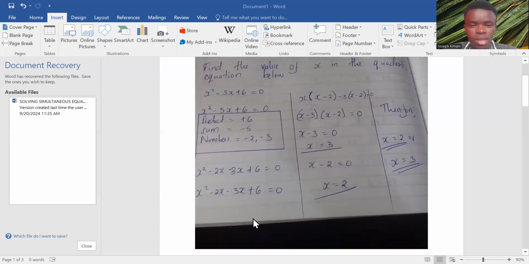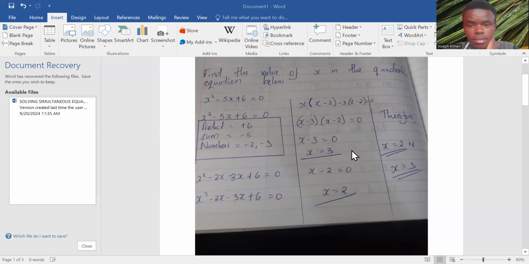Now, what do I do here? You see the second value was -5x. If you take -2x and -3x, it will give you -5x. What does that tell you? Whatever I did here, I just wanted to expand the second value so that it can fit into both the first value and the last value. Look here, now what I'll do. I'll write it as x squared minus 2x minus 3x plus 6 equals 0. And then I continue to the next step.